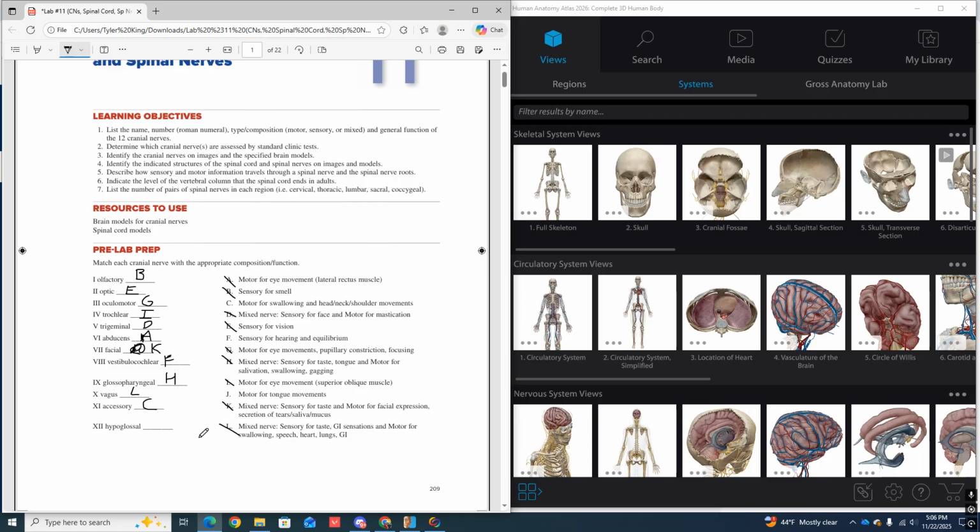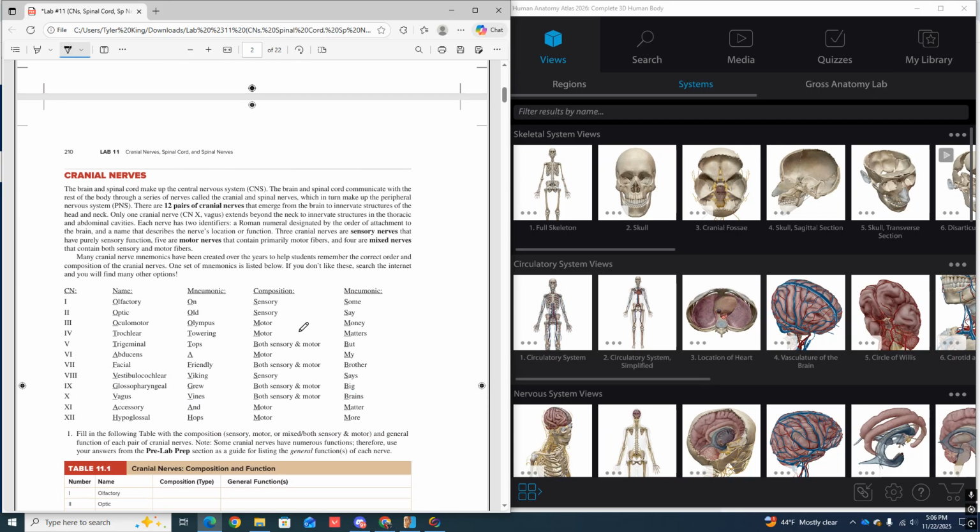It is the motor for tongue movements, hypoglossal, all right? Glossal meaning tongue, hypo meaning below, so it's the nerve that runs under the tongue and innervates the structures down there. That is letter F. Perfect. All right, well, that's it for pre-lab prep, guys, so let's scroll down.